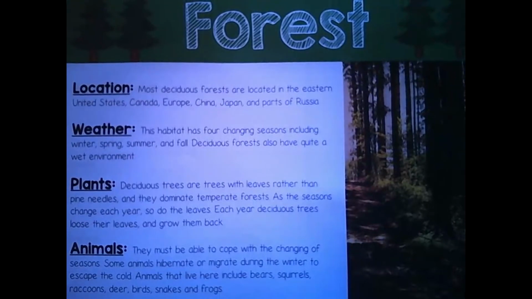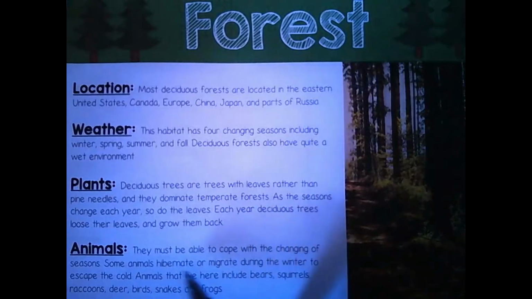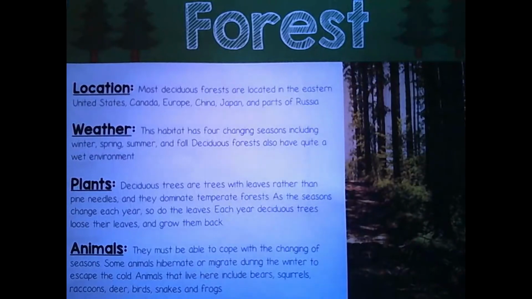Alright, and let's look at the last part. Animals. They must be able to cope with the changing of seasons. Some animals hibernate or migrate during the winter to escape the cold. Animals that live here include bears, squirrels, raccoons, deer, birds, snakes, and frogs. I really like that they included the idea of hibernation in their explanation here.